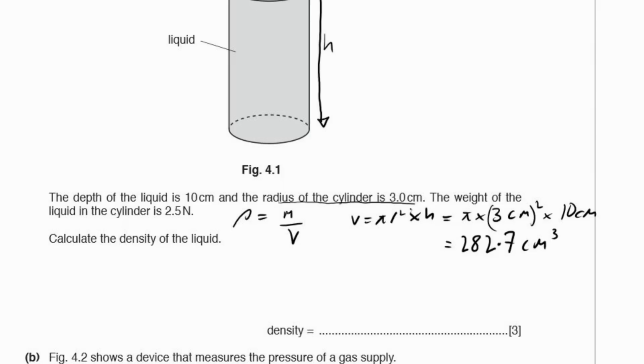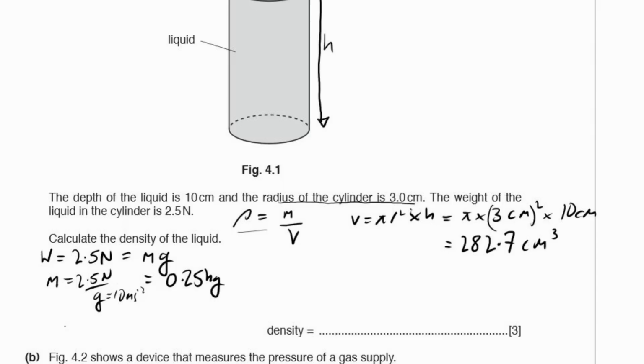So we know that density equals mass over volume. We've got the value for the volume now. What do we do about the mass? Well, we're given that weight equals 2.5 newtons. That's not the mass, because weight is mass times gravity. So what we have to do is take 2.5 and divide it by gravity. The mass, in this case, is 2.5 newtons divided by the value for gravity, which is, of course, 10 meters per second squared. And that will give us a value of 0.25 kilograms.